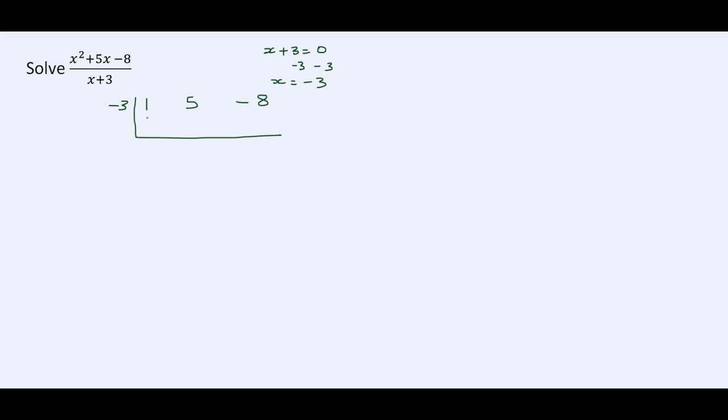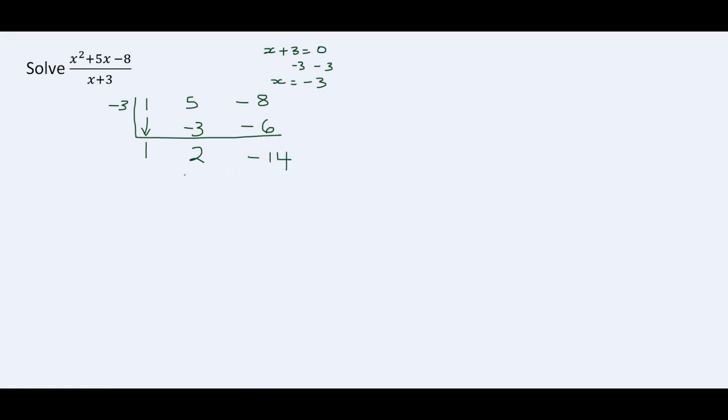So the first thing we're going to do is we're going to bring down the 1. And then we have 1 multiplied by negative 3. We're going to write the answer here, negative 3. Now we add this together. 5 plus negative 3 is going to be 2. And then we have 2 multiplied by negative 3. We have negative 6. So we have negative 8 plus negative 6. That's going to be negative 14.